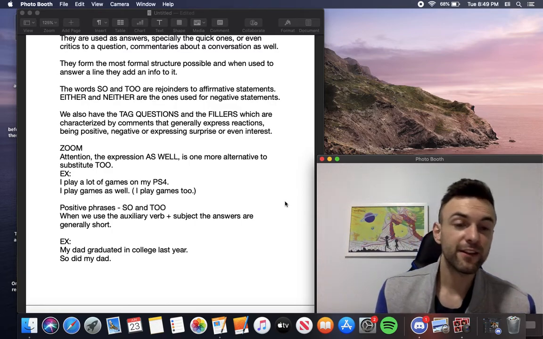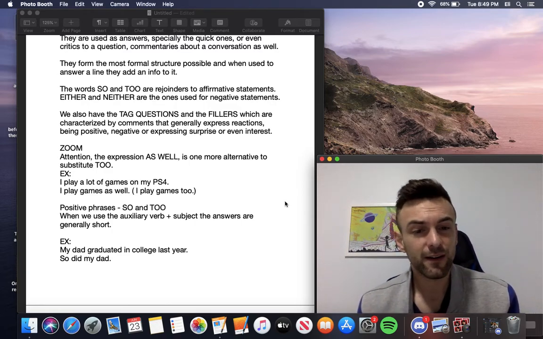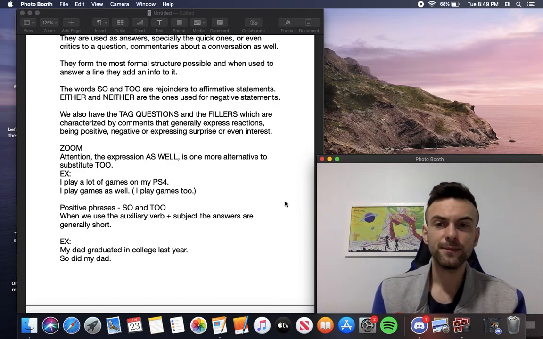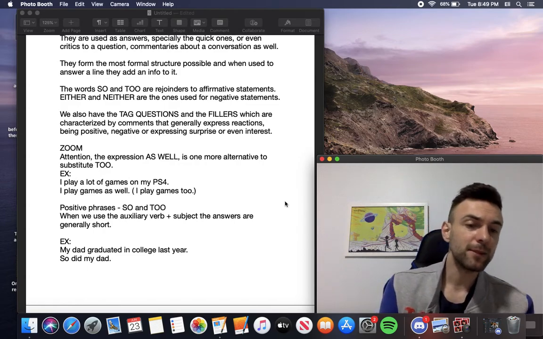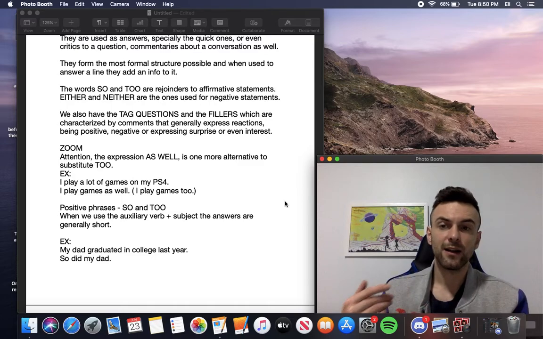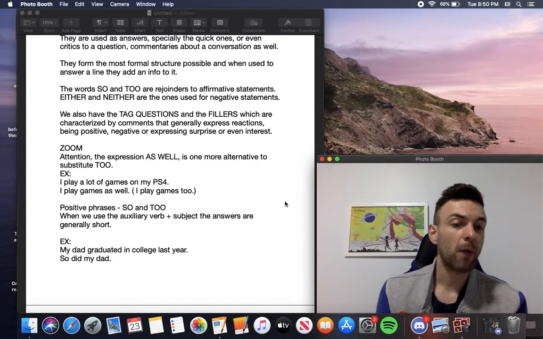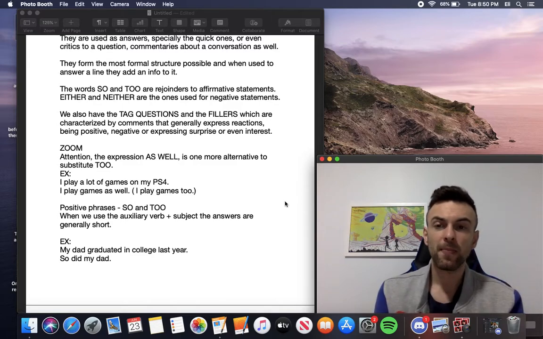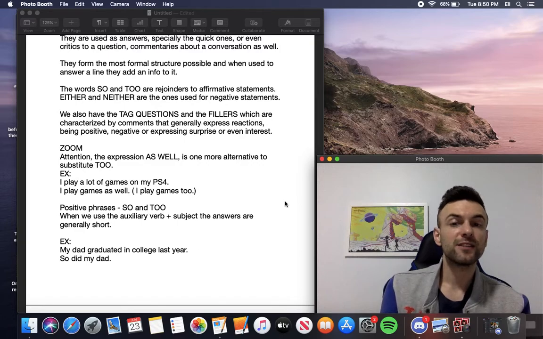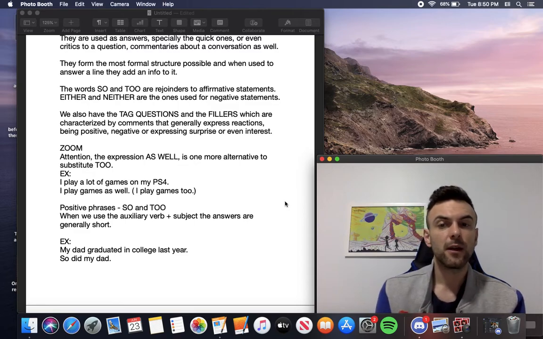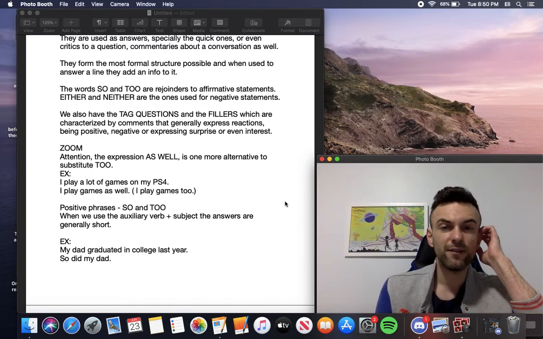Either or either, and neither or neither, depending on the pronunciation, which I tell you guys really doesn't matter. They are the ones used for negative statements. So it doesn't matter if you're going to say either or either, neither or neither. What you're going to have in mind is that they are going to be used for the negative statements, while so and too are going to be used for positive statements, affirmative statements, right? We also have tag questions and fillers, which are characterized by comments that generally express reactions, being positive, negative, or expressing surprise or even interest.